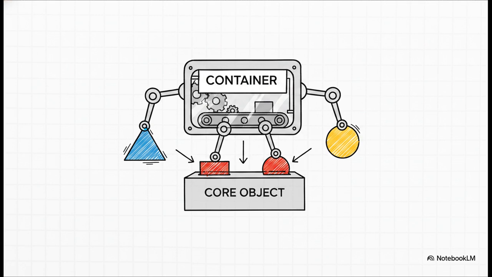True dependency injection means your class takes absolutely no direct steps to resolve its dependencies. None. It just provides setter methods or constructor arguments.